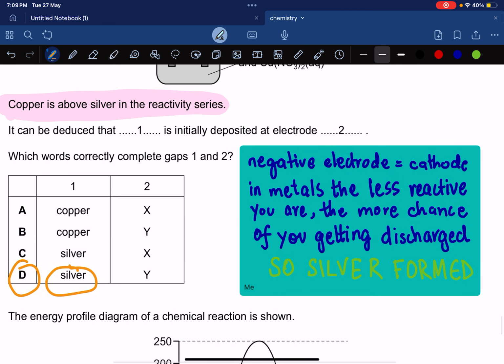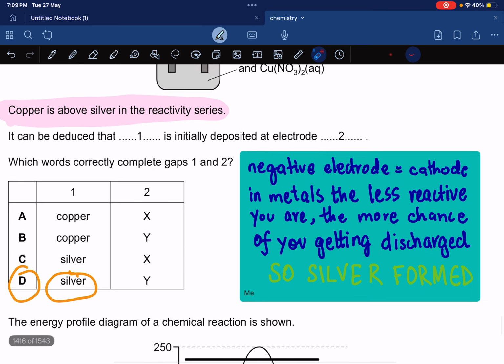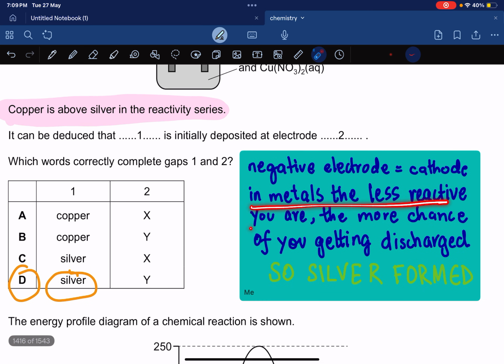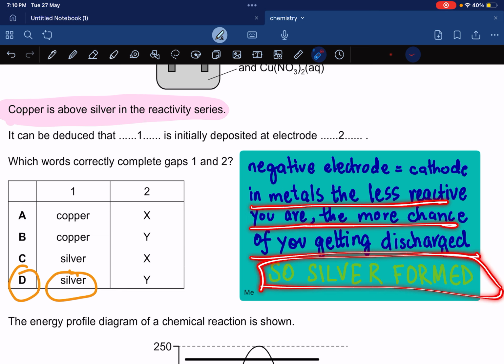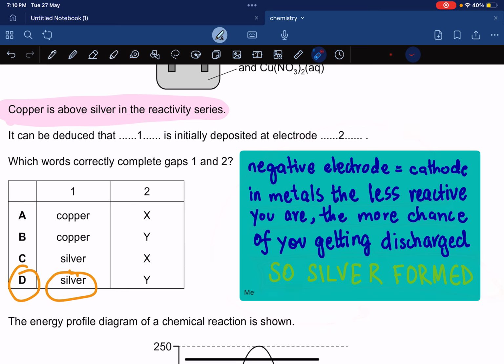The key concept over here is, first you had to identify the negative electrode is your cathode. This right here, Y was your cathode, first thing. And in metals, the less reactive you are, the more chance of you getting discharged. So silver formed. That was the key concept in this question.